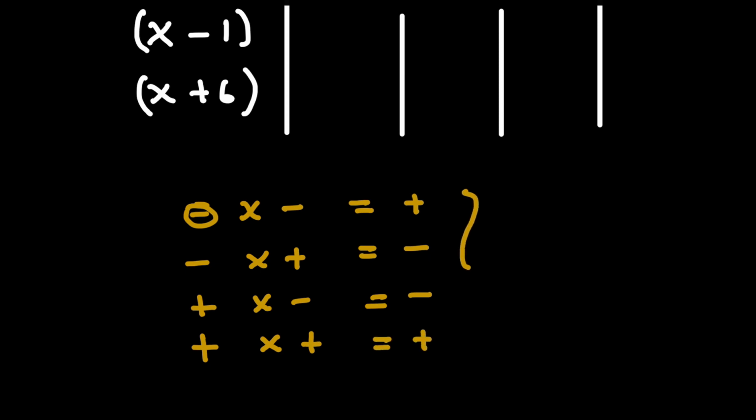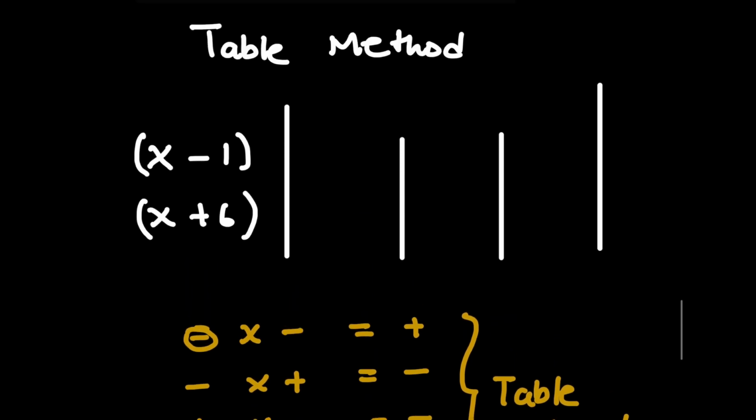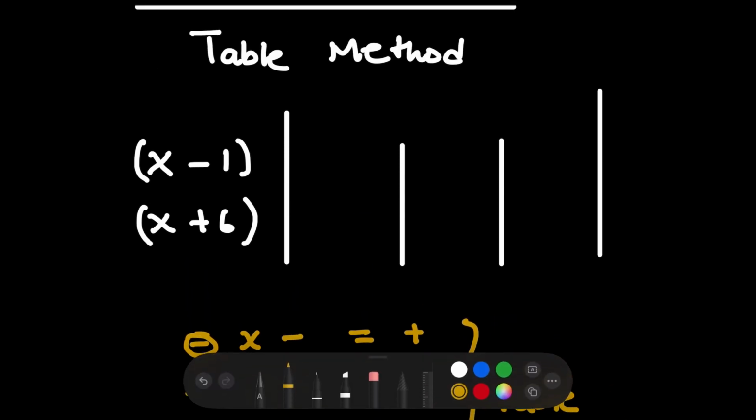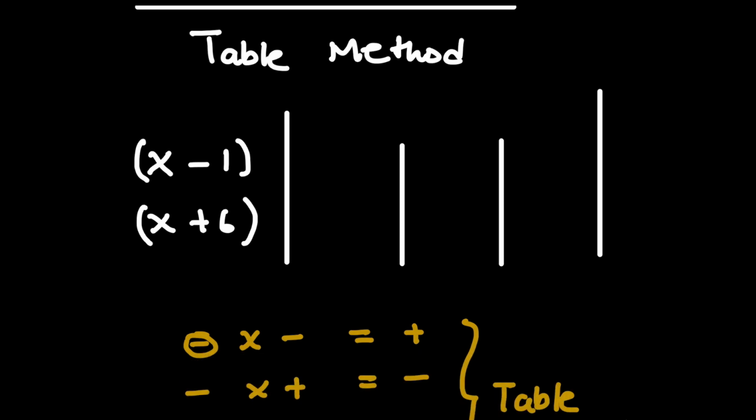So as far as the table method is concerned, this is the only thing that we need to know, right? This is the governing principle of the table method. Okay, let me show you guys how it works. So we need to write the critical values here. The critical values are -6 and 1, right?